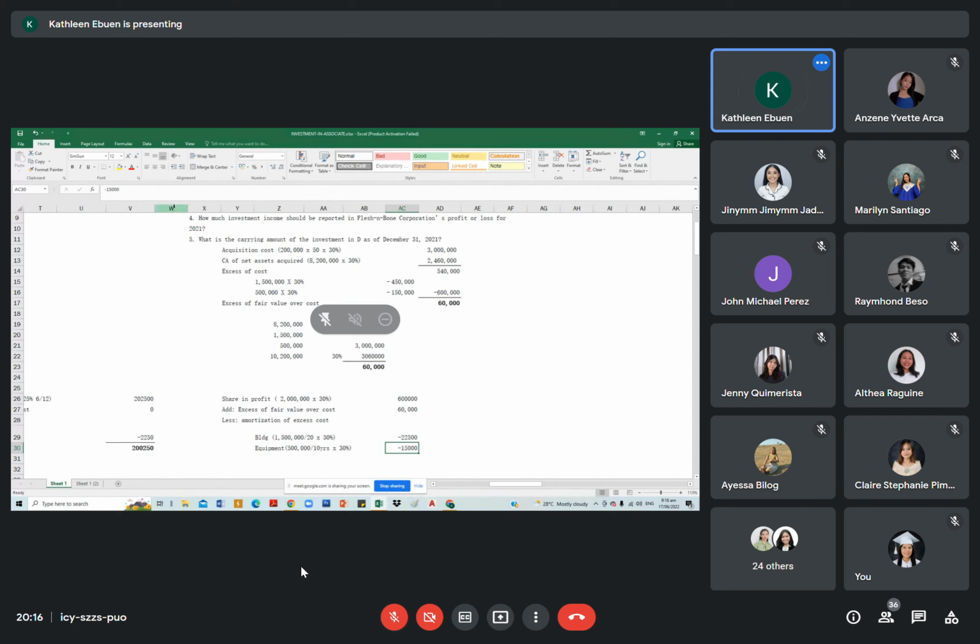15,000. Okay. So, magkano ngayon si net income? Si investment income? 622,500 po. 622,500. So, i-check nyo lagi class ha kung baka meron tayong excess of fair value over cost. Kasi, pag tinanggal natin yan, na answer natin is 562,500. Which is kasama din sa choices sa problem.